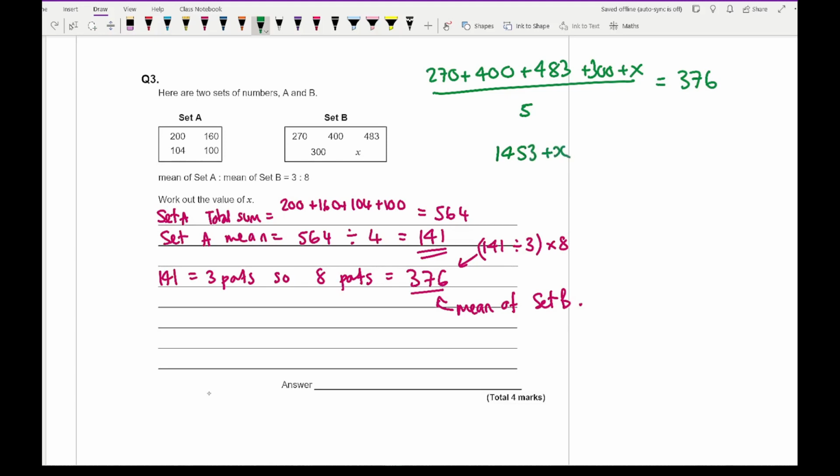1453 plus x, and if I take the 5 over to the other side by multiplying, I get 376 multiplied by 5, which equals 1880. So then taking the 1453 over to the other side, I end up with an x value of, using the calculator, 427.